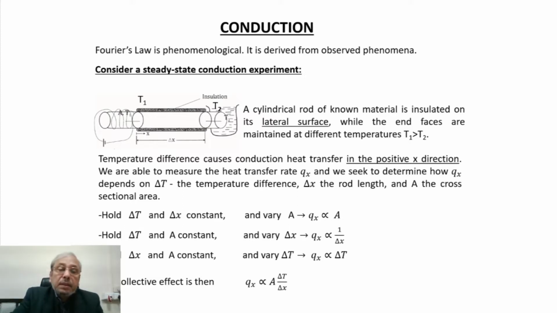The temperature difference causes conduction heat transfer in the positive x direction, and the x direction is aligned with the axis of the cylinder. We are able to measure the heat transfer rate Qx, and we seek to determine how Qx depends on delta T, the temperature difference, delta X, the rod length, and A, the cross-sectional area.